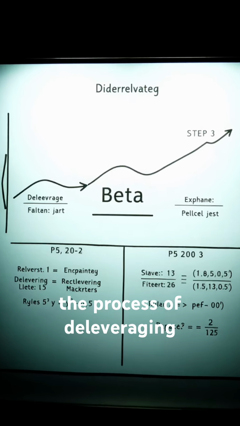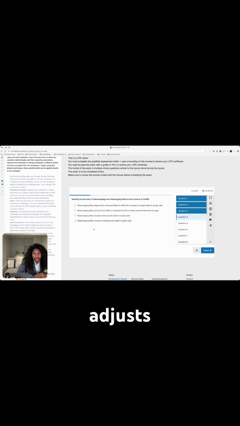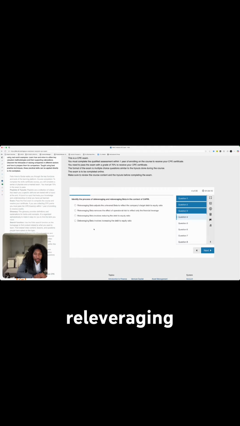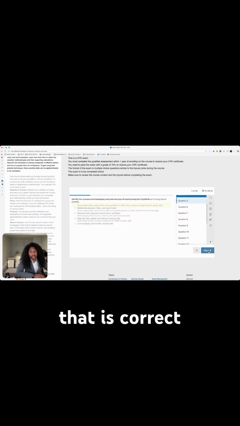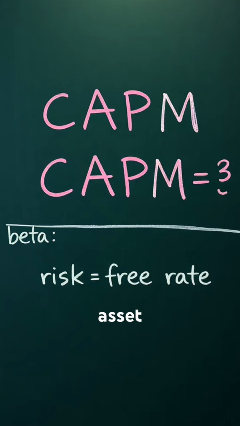Identify the process of deleveraging and releveraging beta in the context of the capital asset pricing model. So at the top, it says releveraging beta adjusts the unlevered beta to reflect the company's target debt to equity ratio. Releveraging beta removes the effect of op risk, no. Relevering beta involves reducing the debt to equity ratio. No. Deleveraging beta involves increasing the debt. No. Yep, it adjusts the unlevered beta to reflect the company's target debt to equity ratio. That is correct.